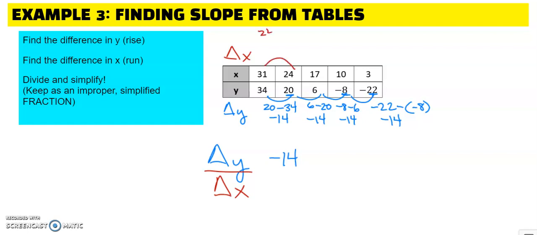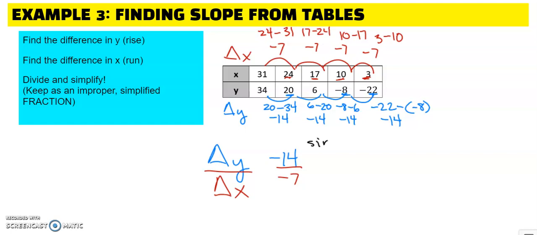Okay, 24 minus the previous 31, that's negative 7. Okay, 17 minus the previous is negative 7. Yay, they're matching. All right, 10 minus 17 is negative 7. 3 minus the previous, minus 10, is also negative 7. Yay. Okay, change in x is negative 7.